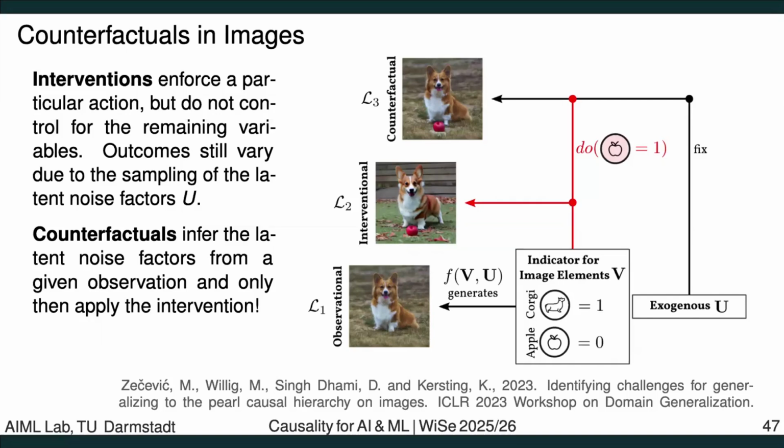We don't fix the noise. We do the intervention, but we maybe record different dogs, different sets of images. For the counterfactual, what we will do is imagine what would have happened to our original data set if we had put an apple in front of the dog. And this is now different, right? Because here the pose is different.